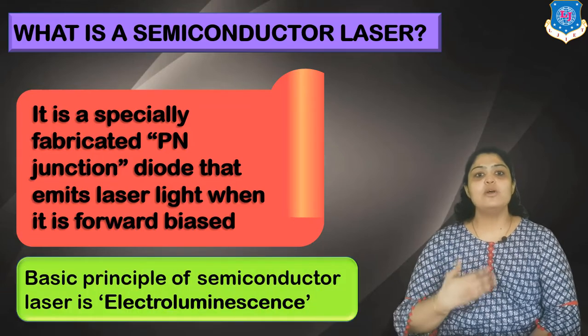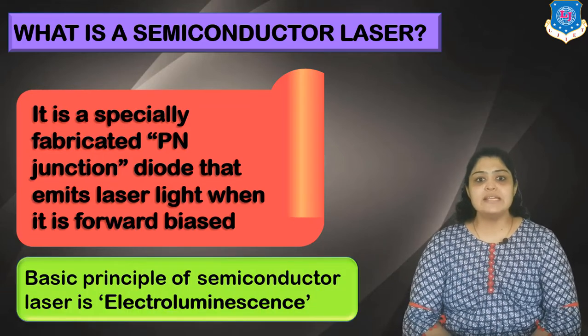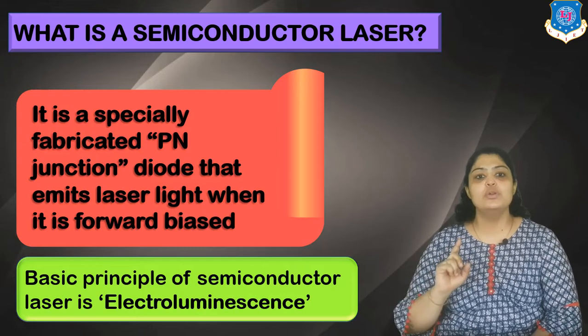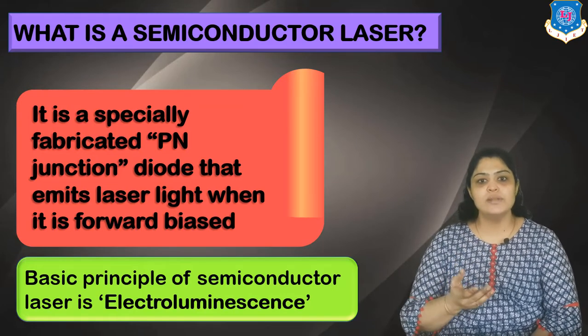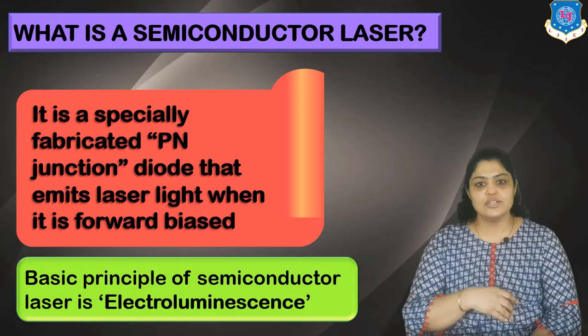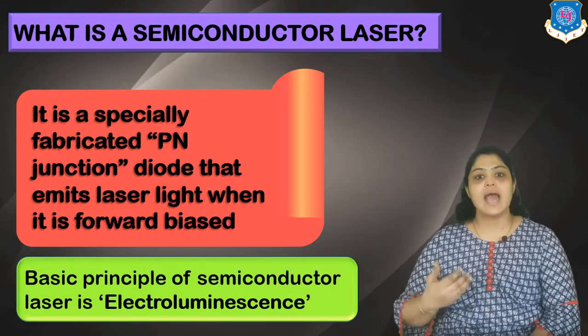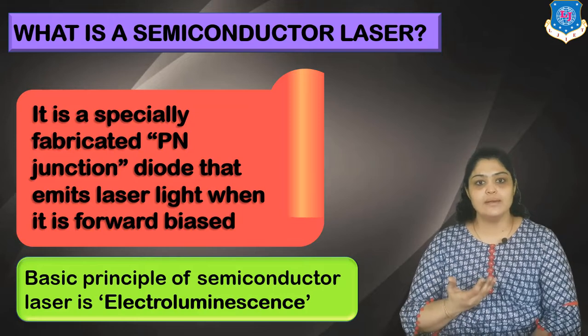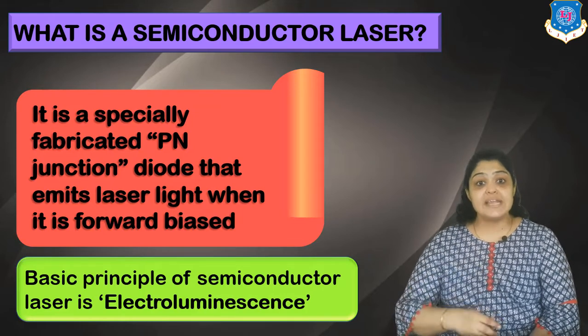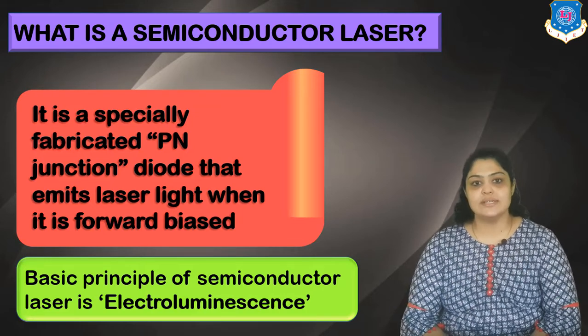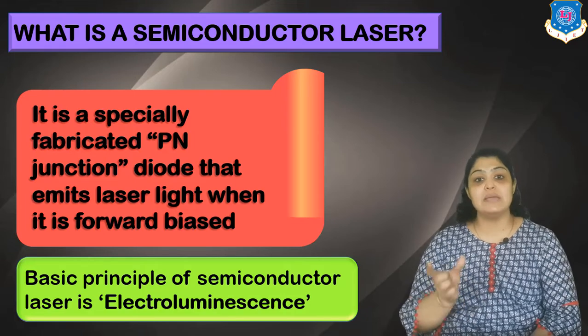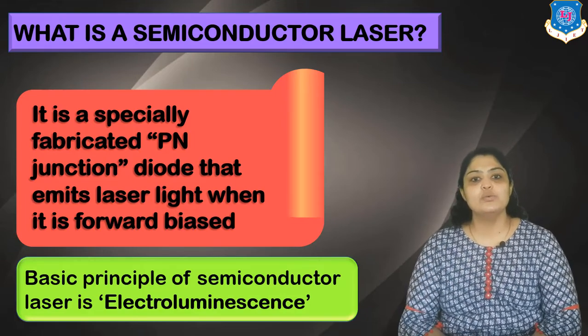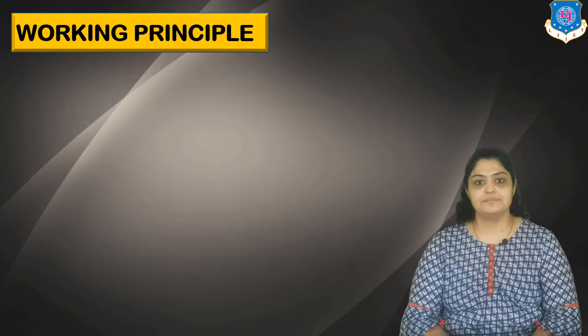Now the basic principle of the semiconductor laser is known as electroluminescence. What is electroluminescence? Electro means the electrical energy, the current we supply, and luminescence means light as output. Clear? So it generates light with the help of electricity. This is the basic term related to the semiconductor laser.